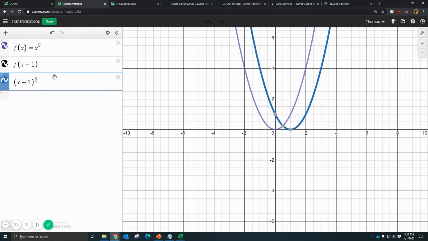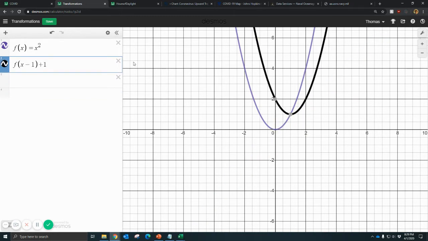And beyond these horizontal and vertical shifts, which are called translations, we can also do other things to a function simply by multiplying by different things. So for example, if I want to combine a horizontal and a vertical shift, like I want to move this up 1, that's both a horizontal shift of 1 to the right and a vertical shift of 1 up.